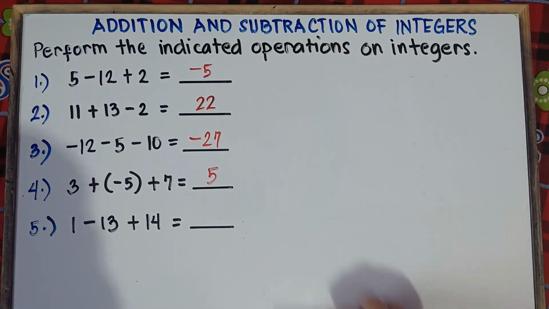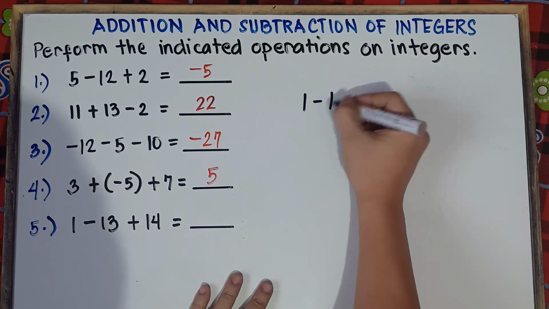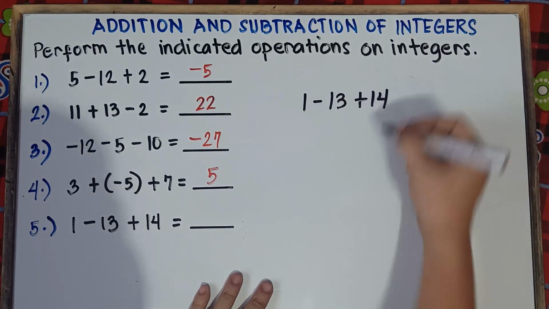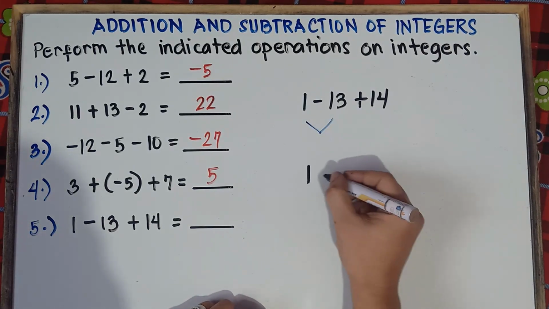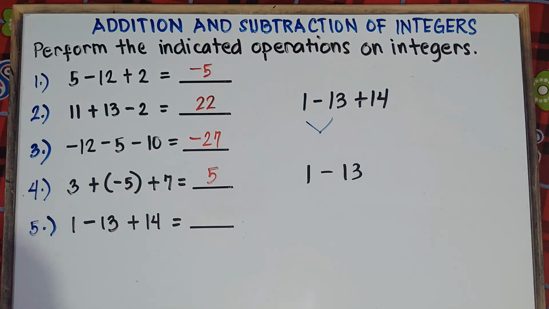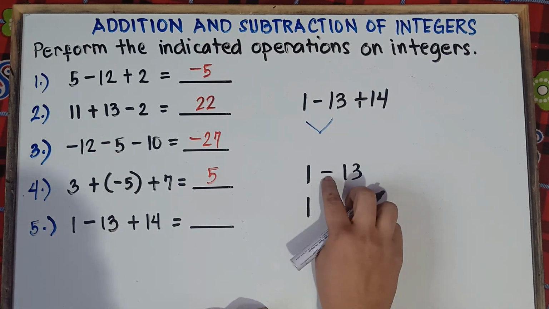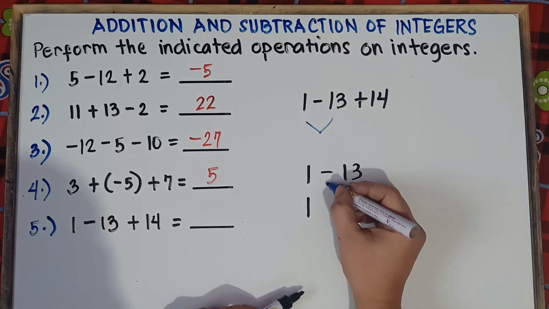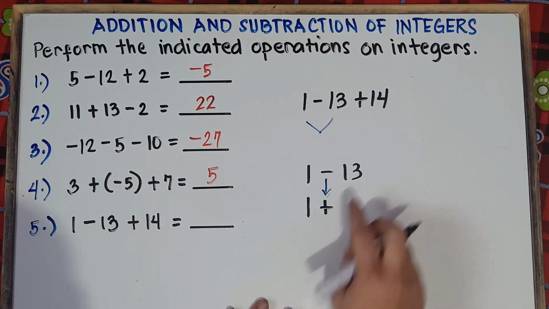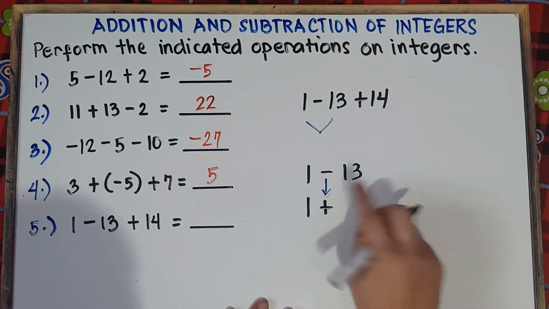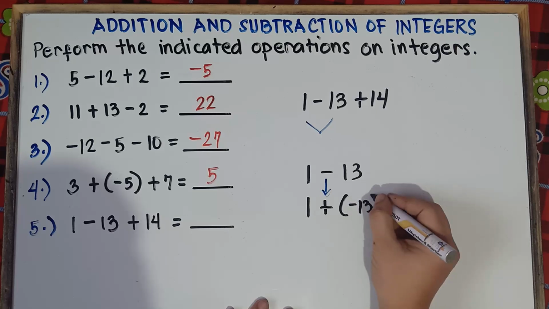So 1 minus 13 plus 14. Subtract this one first. 1 minus 13. So this will be 1. You change the sign. This is minus sign, it becomes plus sign in subtraction. And then this is positive 13, you change the sign to its opposite. It will be negative 13.